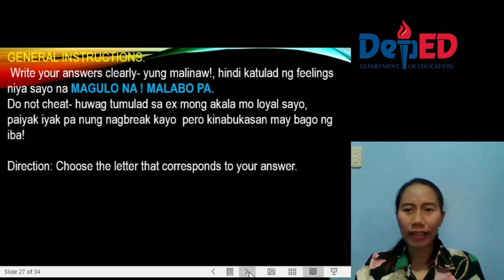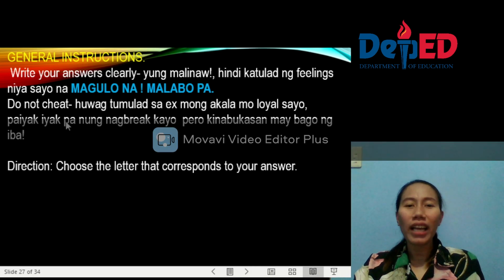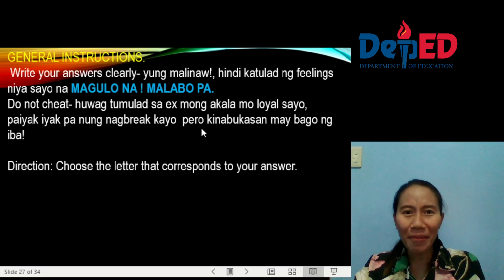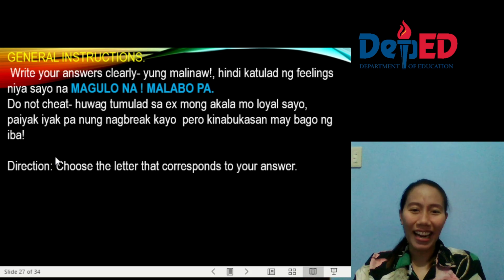Yung malinaw. Hindi katulad ng feelings niya sa'yo na magulo na, malabo pa. Okay. Then, do not cheat. Huwag tumulad sa ex mong akala mo loyal sa'yo, paiyak-iyak pa nung nag-break kayo, pero kinabukasan may bago ng iba, di ba? Okay.